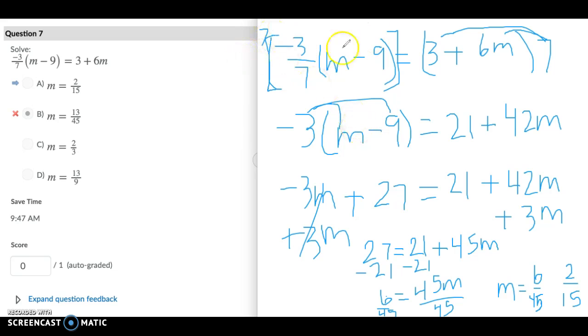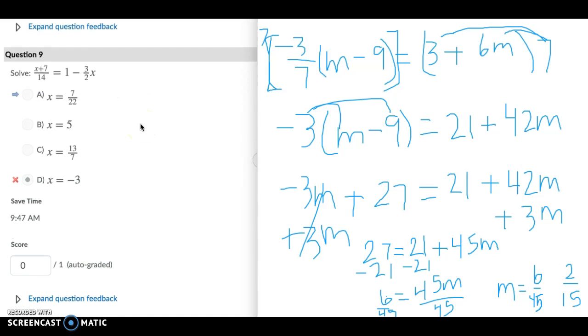Clearing the fraction isn't required. You could just distribute this through, but it's a lot easier to do it that way. So if you were having a hard time, I would encourage you to do that.